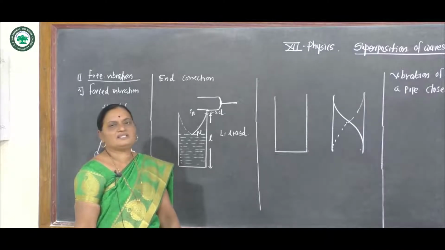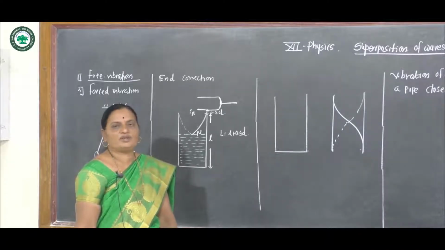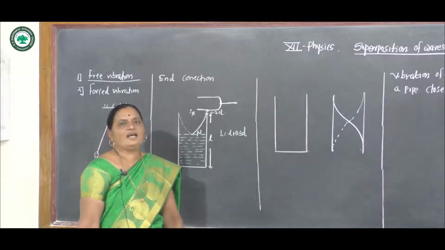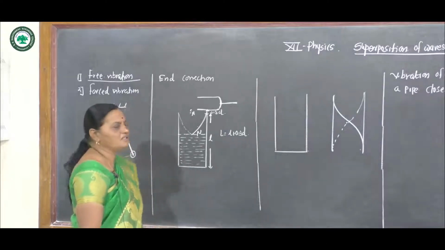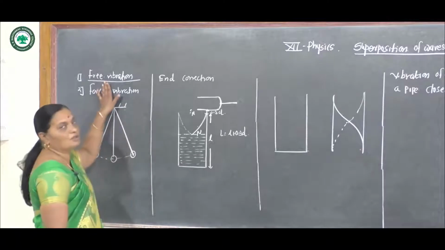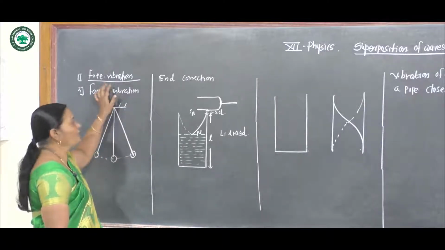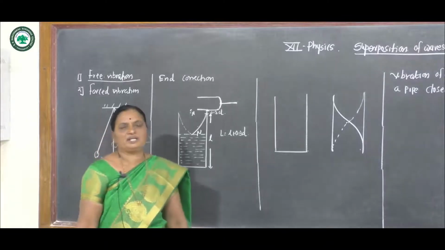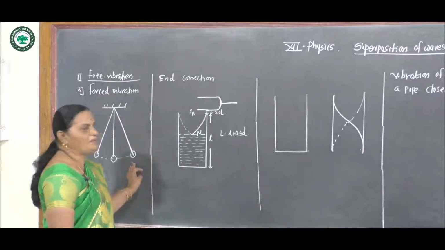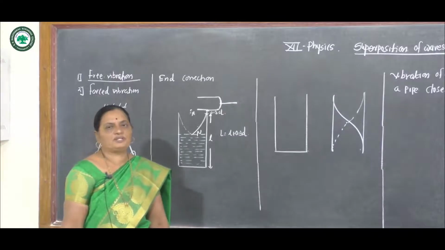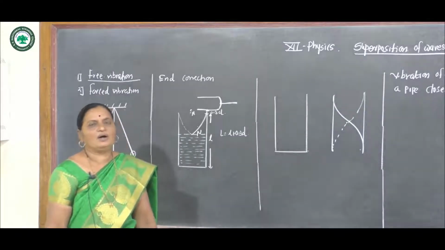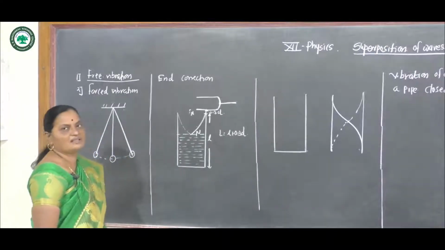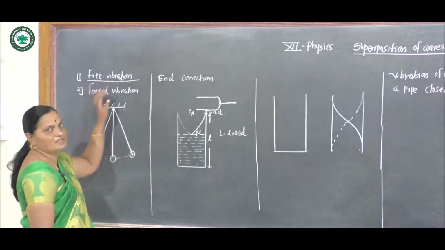When the vibrations are displayed, there is a loss of energy and the amplitude of vibration decreases as time increases. Such a type of vibration is called free vibration. Now, there are different examples of free vibration: vibration of a simple pendulum, vibration of a tuning fork, and the oscillation of current in an LCR circuit. These are the examples of free vibration.